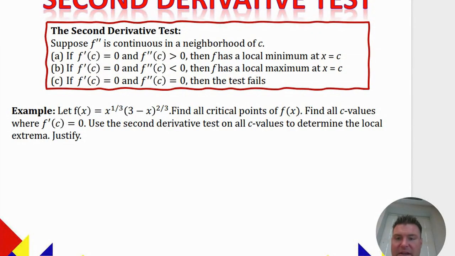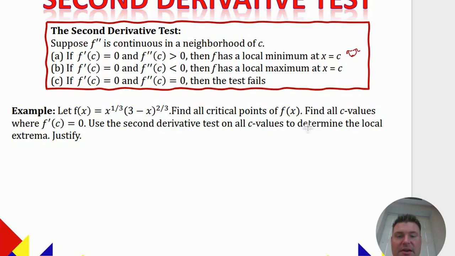So what is the second derivative test? It's a test where we need to make sure that the second derivative is continuous in the neighborhood of c. That just means it needs to be continuous where we're looking for maxes and mins. And so if we have a critical point, which just means that f prime of c is equal to 0, and the second derivative is positive, that means we're going to be concave up. You can see there we're going to have a local minimum.